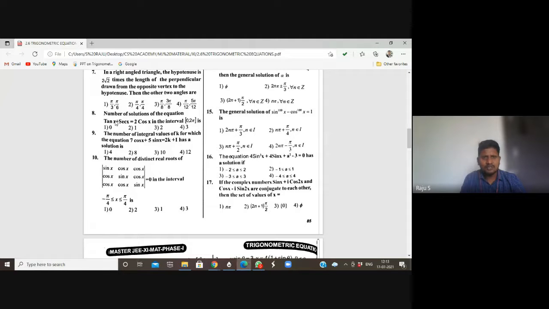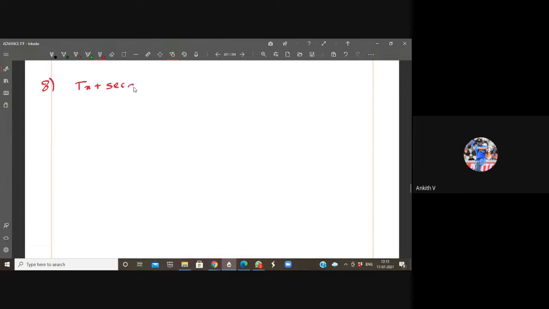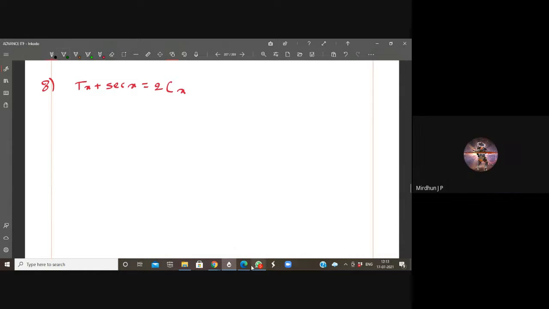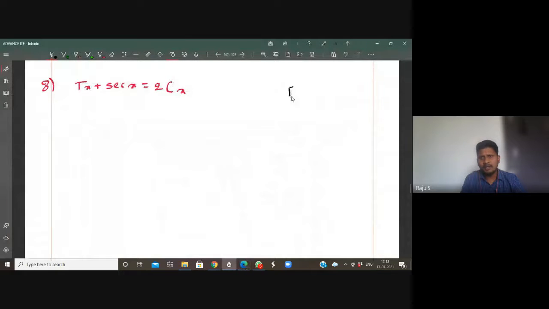Next is question number 8: the number of solutions of the equation tan x plus secant x is equal to 2 cos x. Sir, we can directly say the answer. Only two solutions in the interval 0 to 2 pi. How can you say directly only two solutions?